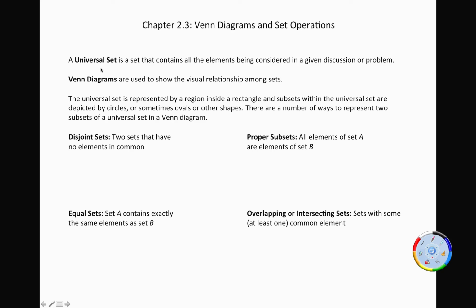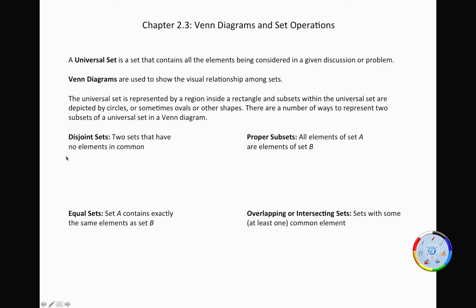And we can obtain a more thorough understanding of sets and their relationship to a universal set by considering diagrams that allow visual analysis. These diagrams are called Venn diagrams. The universal set is represented by a region inside a rectangle, and subsets within the universal set are depicted by circles, sometimes ovals or other shapes, but usually circles. There are a number of ways to represent two subsets of a universal set. So let's look at those.